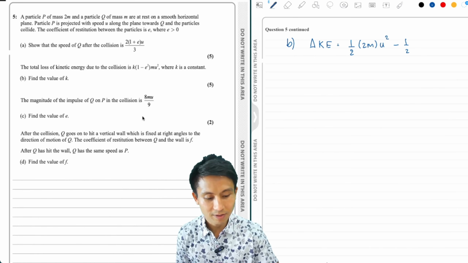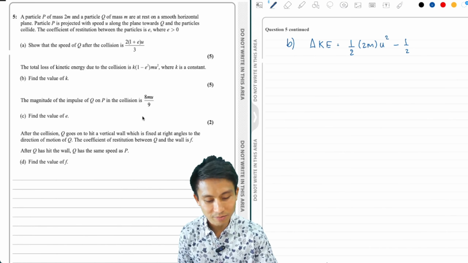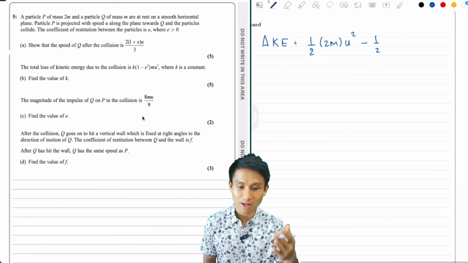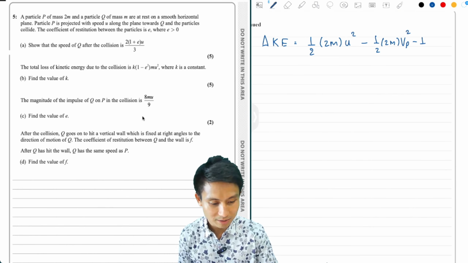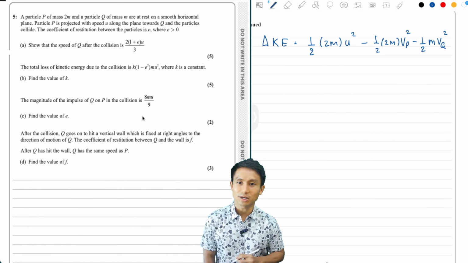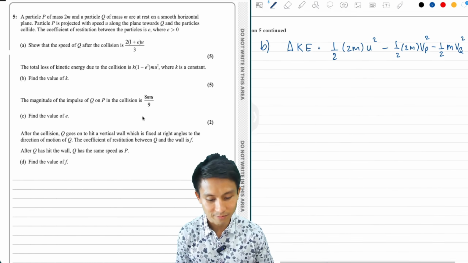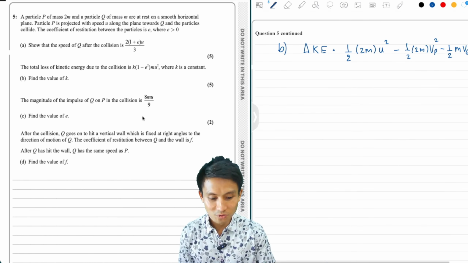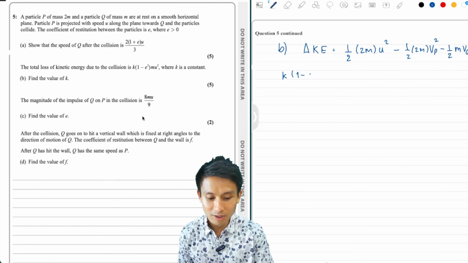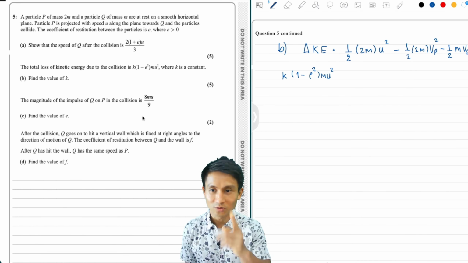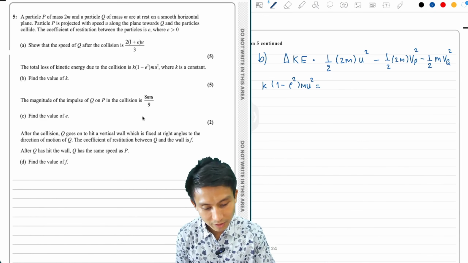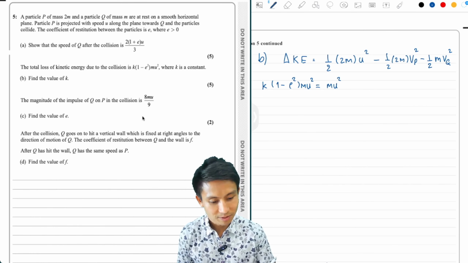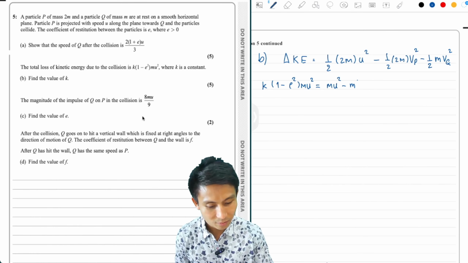Minus half, now we got to sum up, right? We got to sum up the kinetic energies from both particles. So it's going to be half 2m vp squared and minus again half m vq squared. Just to set up the equation here, and we're going to plug in all the variables. And we set this to k(1 minus e squared)u squared because they told you that the loss of kinetic energy is that. So we're going to have mu squared here for the first term, and then minus vp squared.